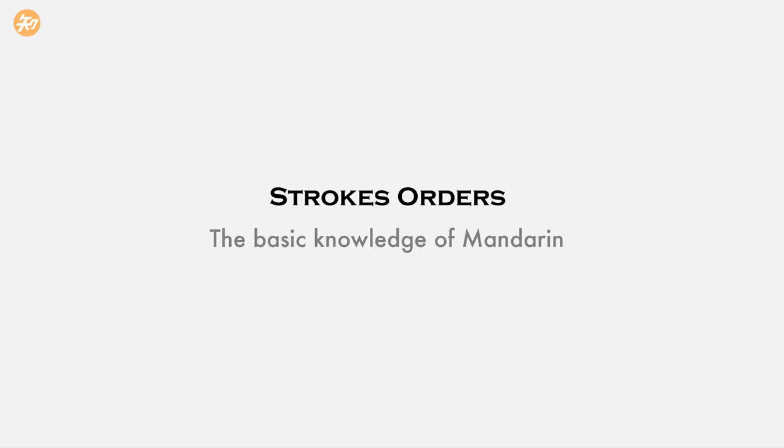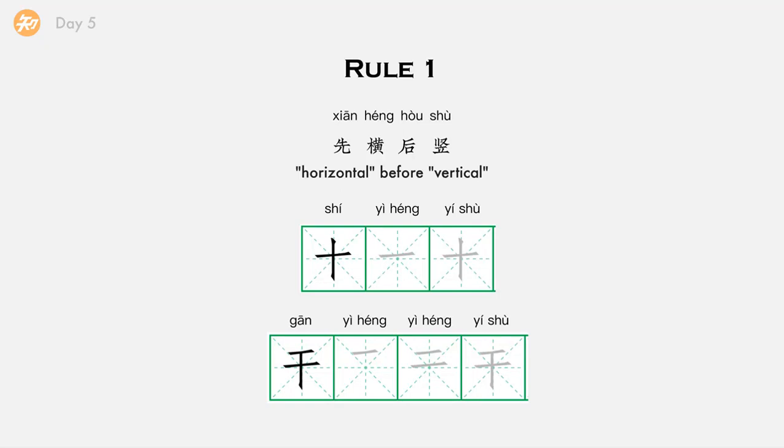Before we get into the details, I should put this ahead. That is, there are other orders more than the rules we learn today. But these basic rules we learn will help us to write most of the characters. However, there are always exceptions. We will talk about them when we meet some. Now, let's take a look at rule number 1.